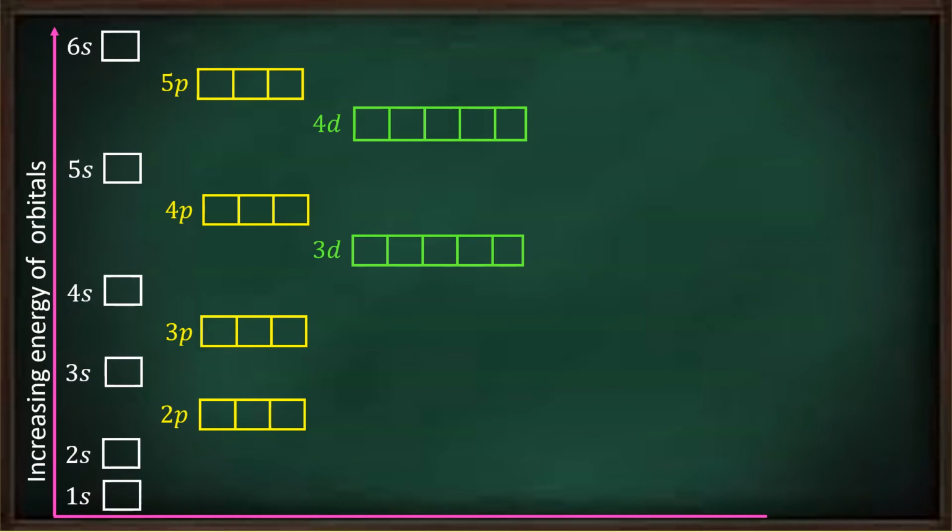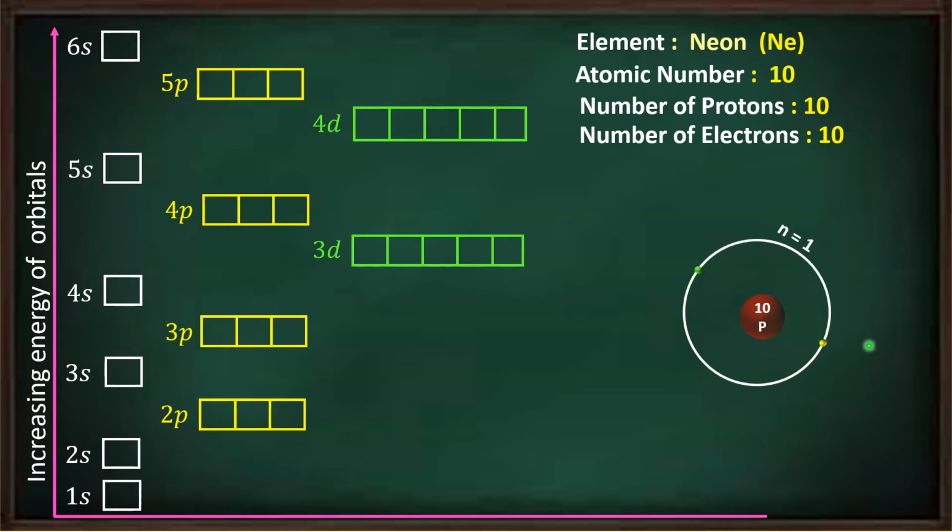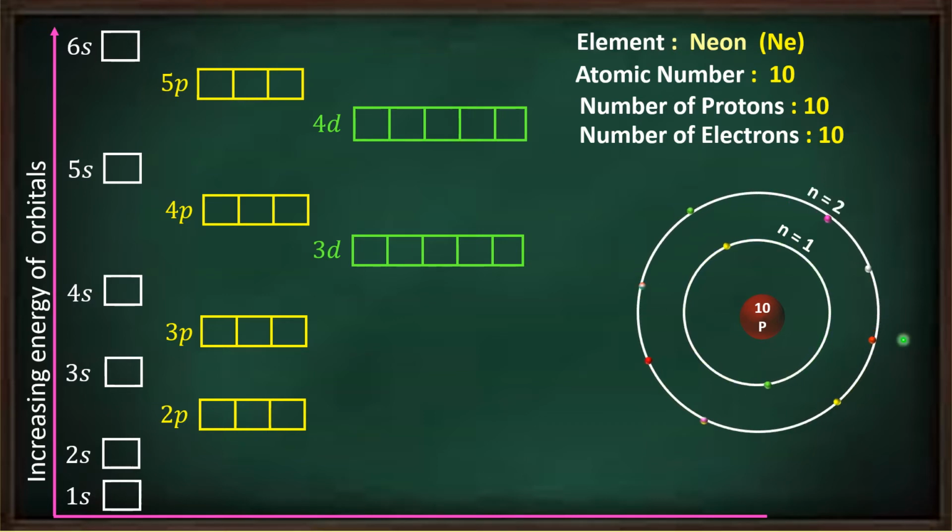The next element in the periodic table is neon. Its atomic number is 10. It has 10 protons in its nucleus and 10 electrons revolve around the nucleus. So 10 protons are there in the nucleus of neon. 10 electrons are revolving around this nucleus, 2 in the first orbit, and the remaining 8 electrons revolve around the nucleus in the second orbit. So on the whole we have 10 electrons to distribute into various orbitals.